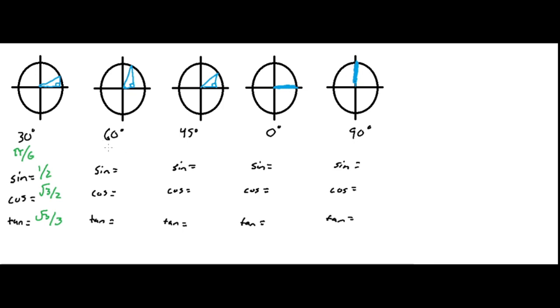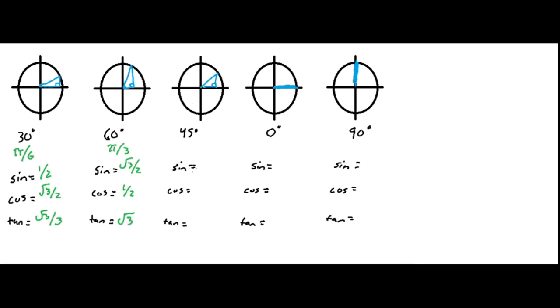Now at 60 degrees, in radians, that'll be pi over 3. So if we look at the triangle, now our sine is going to be the longer side, so that's going to be square root 3 over 2. Our cosine will be 1/2, and our tangent is going to be sine divided by cosine, so that's going to be square root 3.